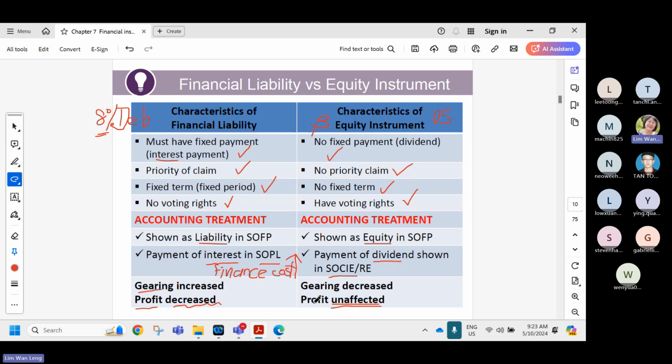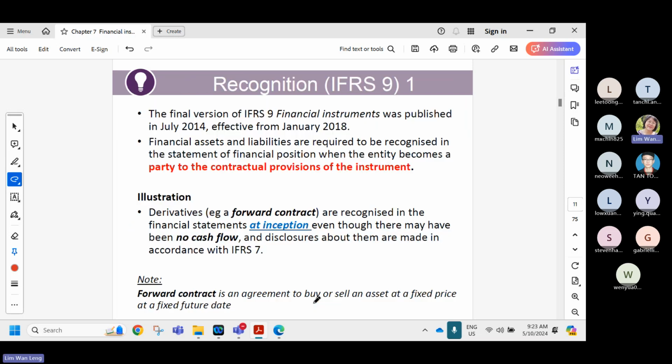Okay, so this one is just in brief. What are the characteristics that can distinguish between financial liabilities and the equity instrument? So we can look at the recognition of the financial instrument in our books. The thing about a financial instrument is that usually it is very easy to enter into, or very easy for you to engage in some issuance of some financial instrument.